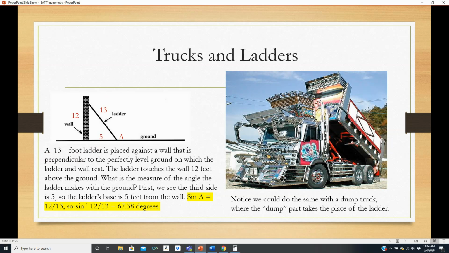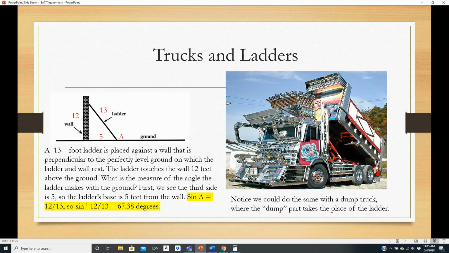So saying it's perfectly level, we know that the ground here is a straight line and it forms a perfectly perpendicular right angle, so we have a right triangle. All right, the ladder touches the wall 12 feet above the ground. So you might be thinking, hey John, I think you're trying to set up a 5, 12, 13 triangle. You would be correct, because if the hypotenuse is 13 and one of the legs is 12, you know darn well that the other one has to be 5.